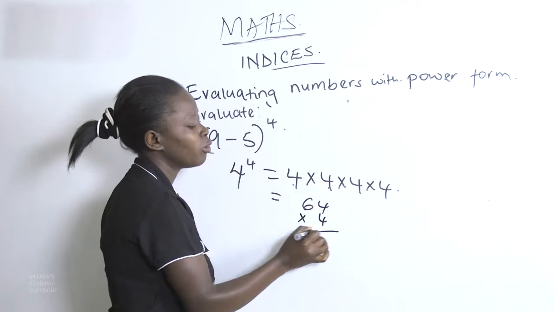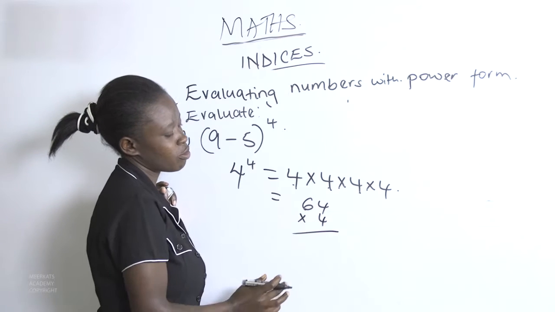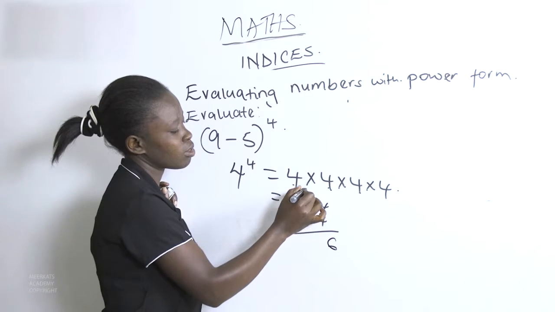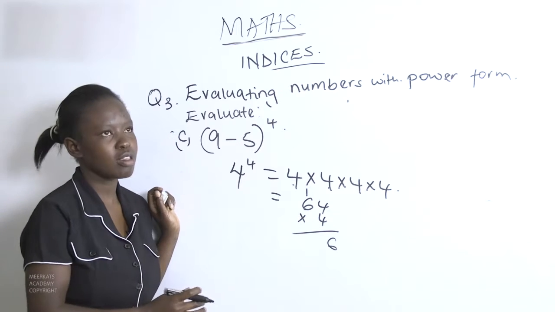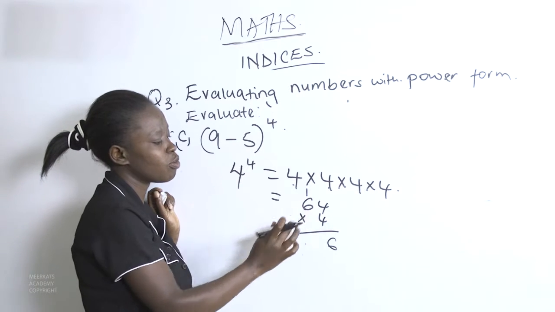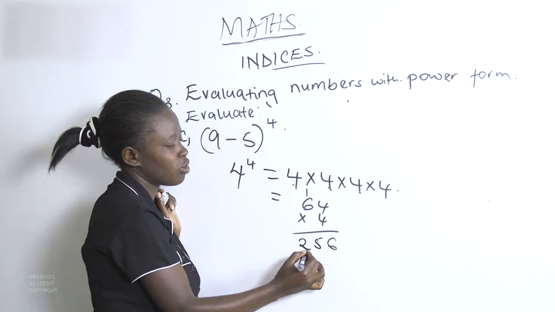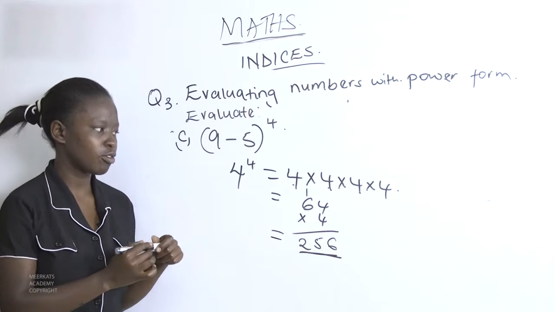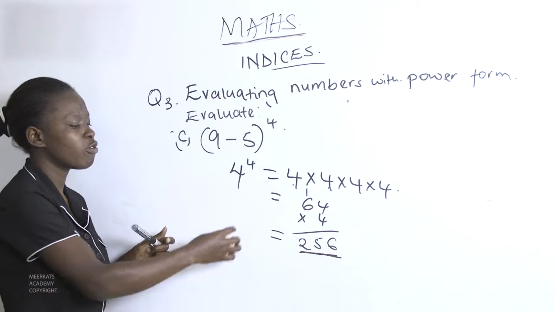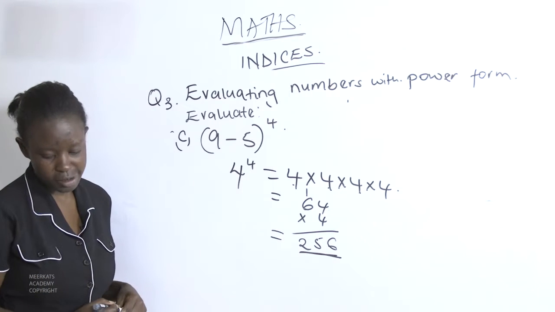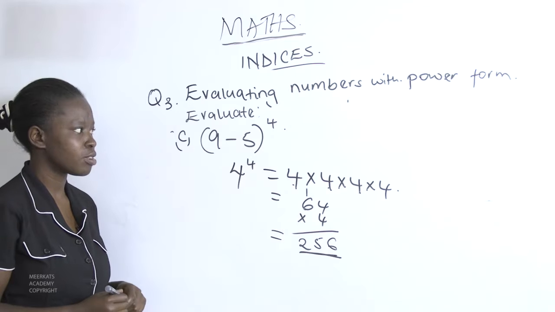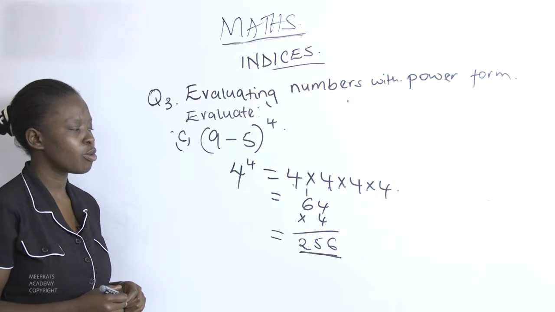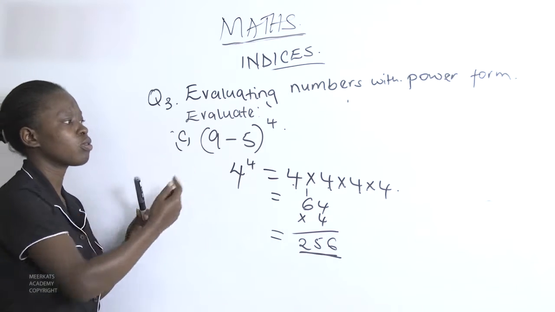64 times 4, we have 4 times 4, that is 16. Write 6, carry 1. 4 times 6 is 24. 24 plus 1 is 25. So 64 times 4 gives us 256. So 4 to the power of 4 is simply 256. That is one of the options we can opt for in this question.